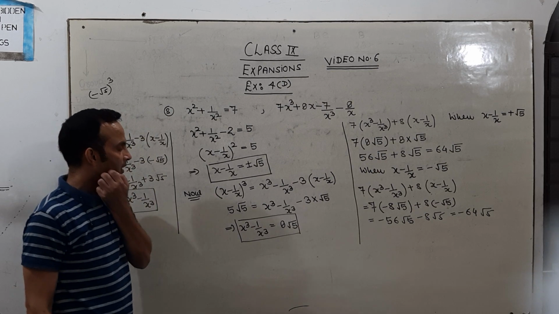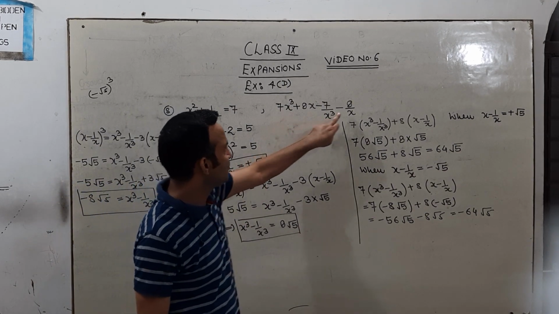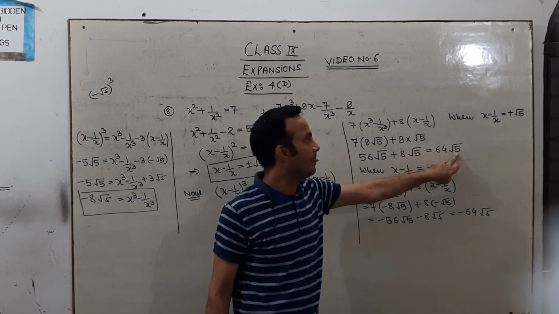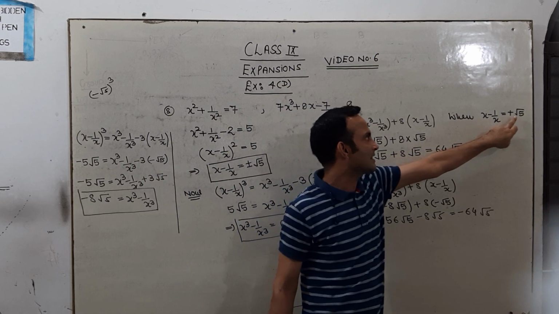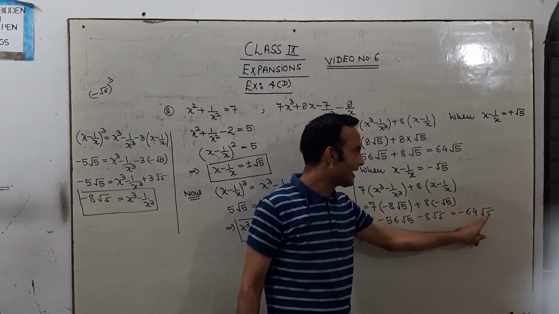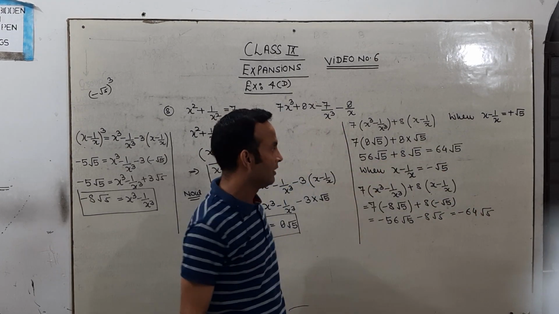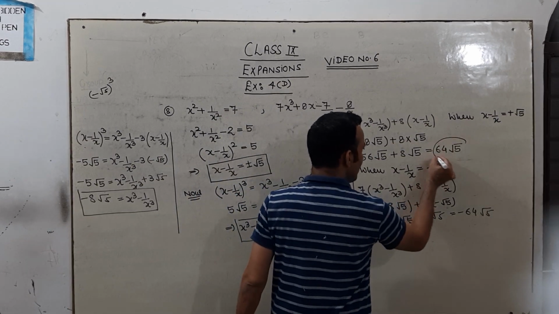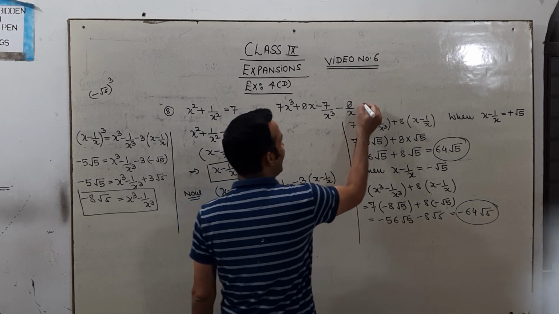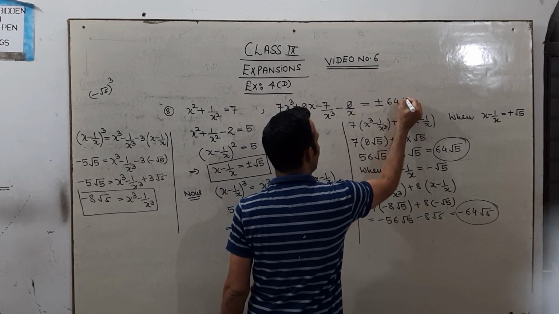So finally, my dear students, you can see the answer of this portion is 64 times of root 5 when the value of x minus 1 upon x is positive root 5, and its answer is negative 64 times of root 5 when the value of x minus 1 upon x is negative root 5. Means positive 64 times of root 5 and negative 64 times of root 5. So final answer is what? Plus minus 64 times of root 5.